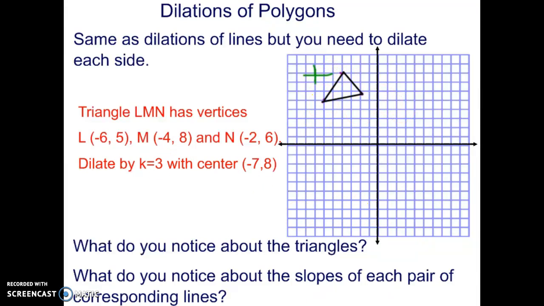So I need to label my points. It's kind of a pain to go back and forth, but this is L, this one was M, this one was N. So now that I have my points labeled, to get to L, I'm going to go right 1 and down 3. So I need to do that 3 times because my scale factor is 3. So I've already done it once. Right 1, down 3, right 1, down 3. This is my new L.